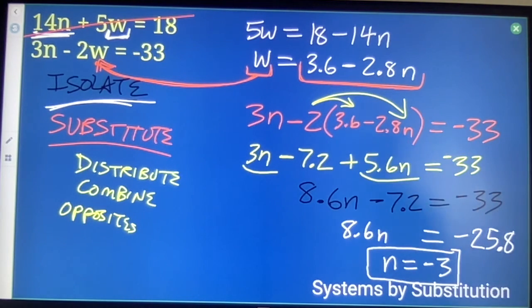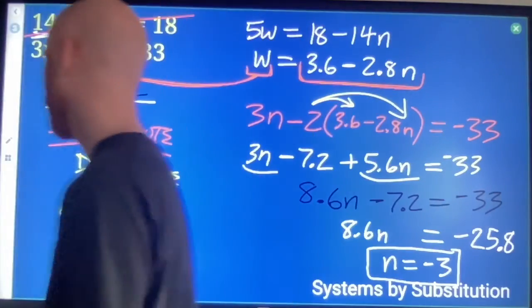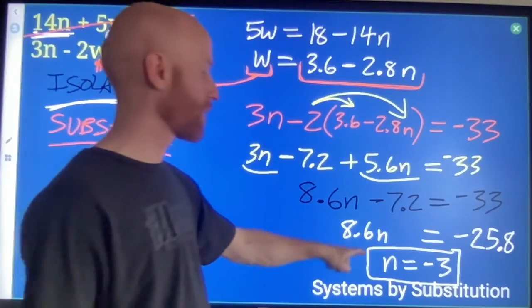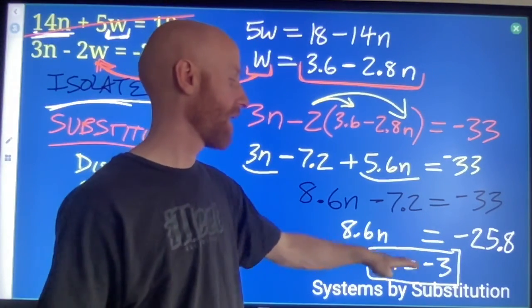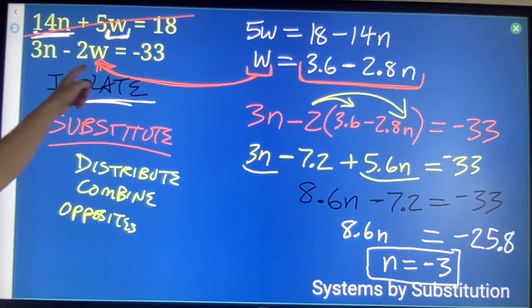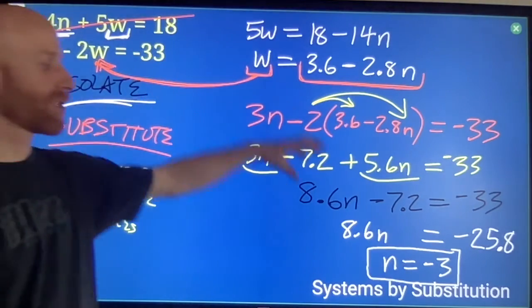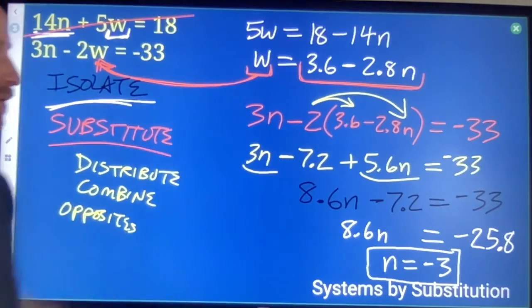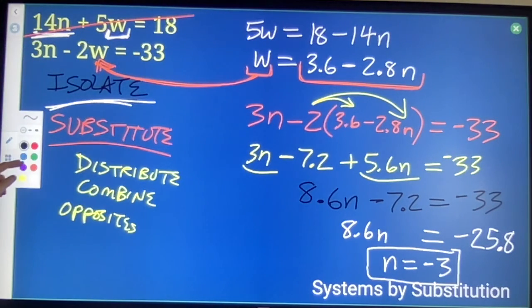Feels like I just solved something. Feels like I'm ready to move on to the next problem, but I'm not, because I only solved half of what I was supposed to solve. N equals negative 3, but what is W? All right, beautiful thing after we get to this point is, now that I already know what N is, finding W is much, much simpler.